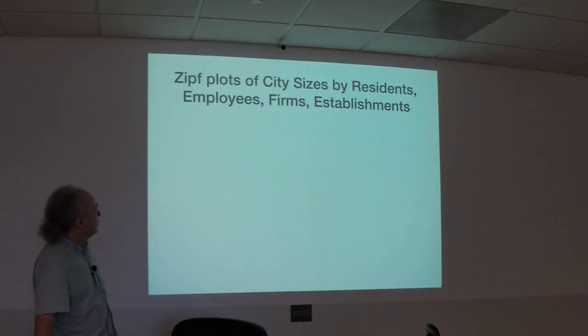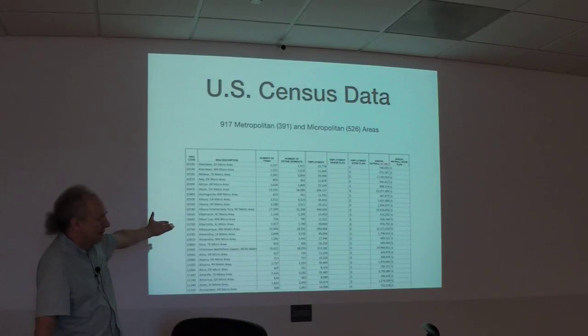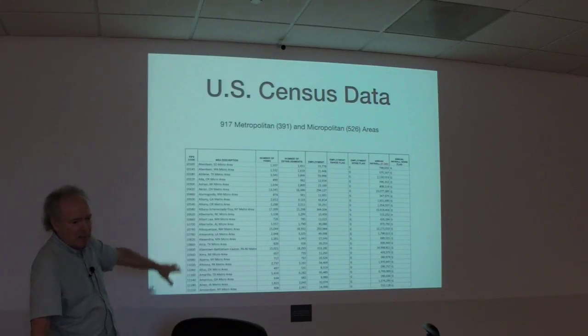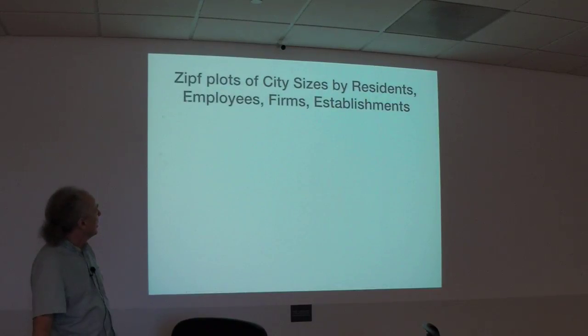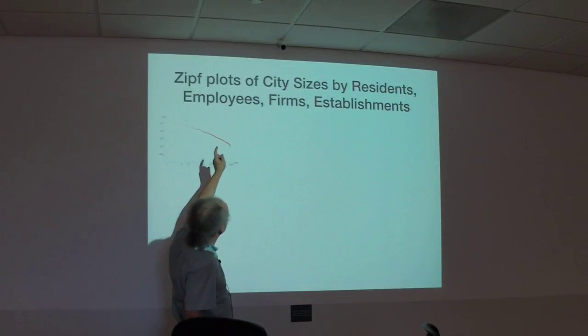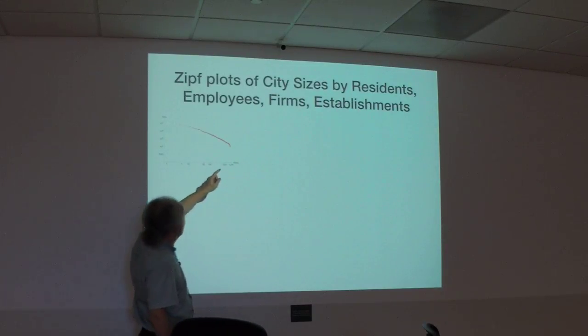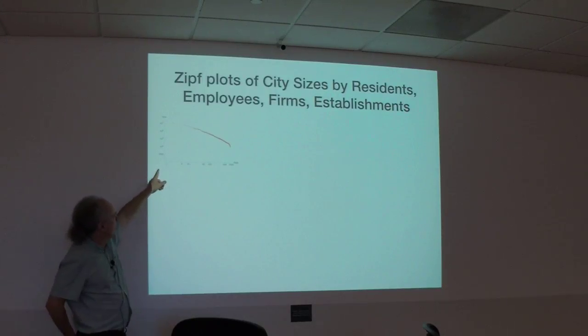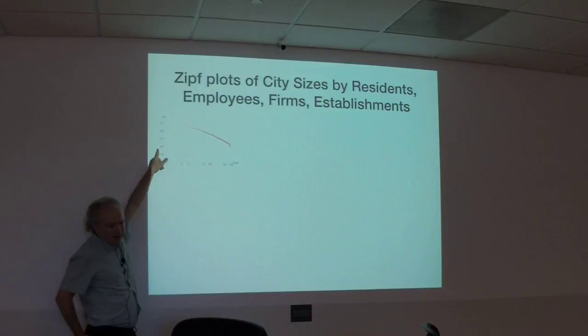Okay, so now with these data, I'm going to show you what is the current state of the U.S. economy vis-a-vis firms and cities. These are data from 2015. We're going to look at city sizes based on how many people live there, how many employees work there, how many firms there are, how many establishments. And I'll get to the difference in a minute. So this is not just a conventional thing. We're going to do a ranked size plot, just common to what we've done so far.